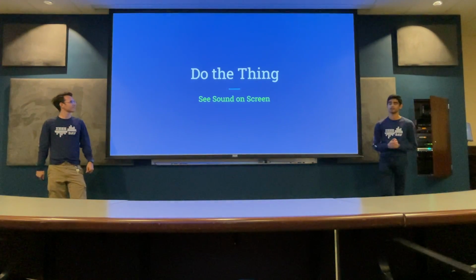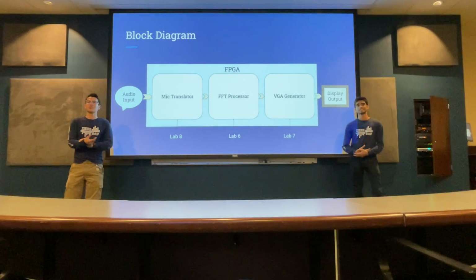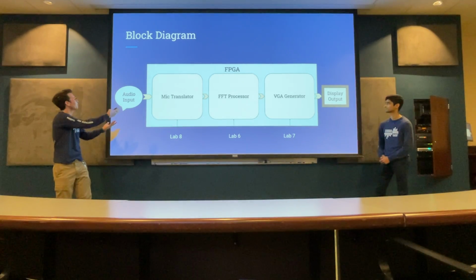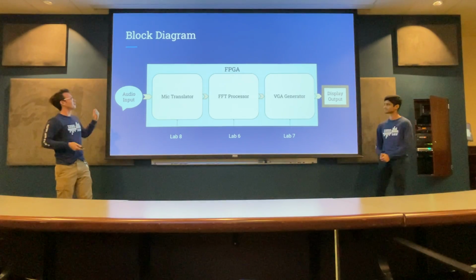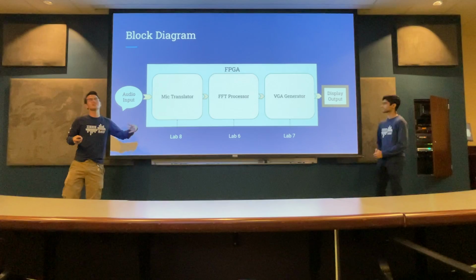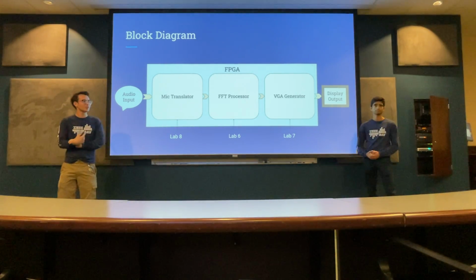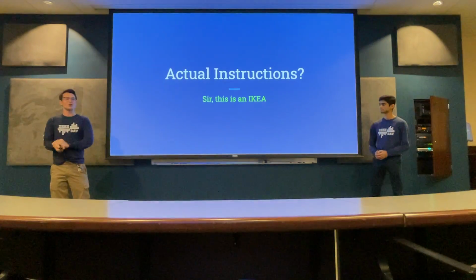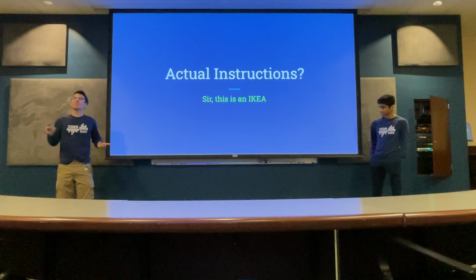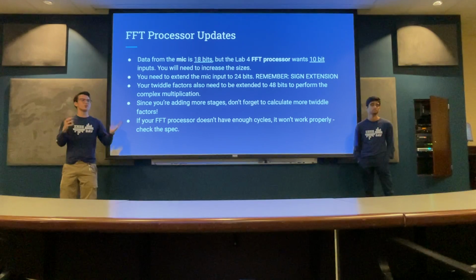Yes. Now you're probably wondering, how do we do the thing? So, Mr. Speckman, how do we do the thing? Alrighty. So here's our block diagram that Cynthia has been showing us the entirety of the year. We're going to start with our audio input, take it to our mic translator, take it to our FFT processor, then to our VGA generator, and hopefully we should see a beautiful, lovely, working DAV at the end. So we're going to give you pretty much the short IKEA version of the spec right about now. So we're going to be using the FFT processor, but we got to change a few things around.